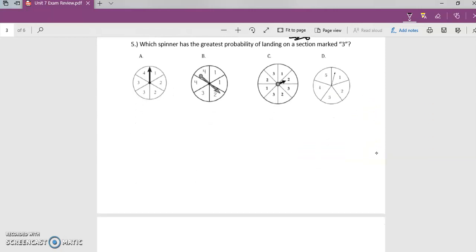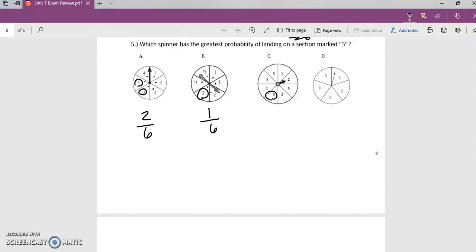Okay, number 5. It says, which spinner has the greatest probability of landing on a section marked 3? So we're going to count again. How many 3s are there? There's 1 and 2. So I have a 2 in 6 chance here because there's 6 total. 1, 2, 3, 4, 5, 6. But only 2 of them have a 3. On this one, I have a 1 in 6 chance because again, 1, 2, 3, 4, 5, 6, but only 1 has a 3 on it.